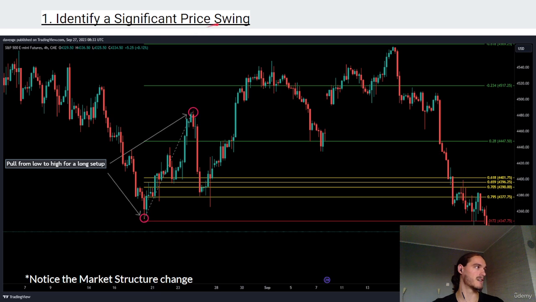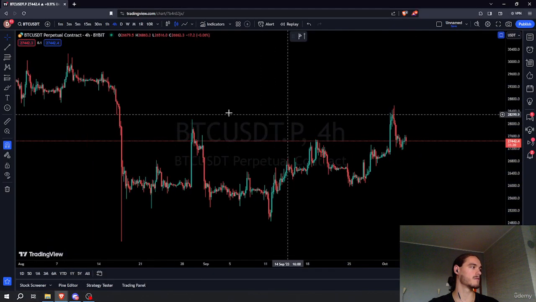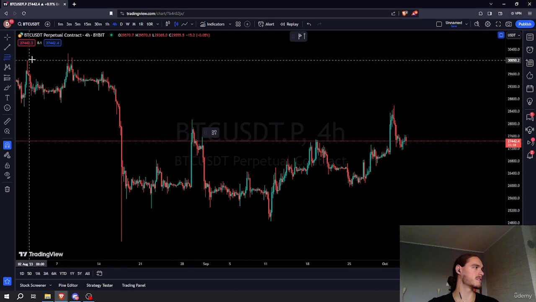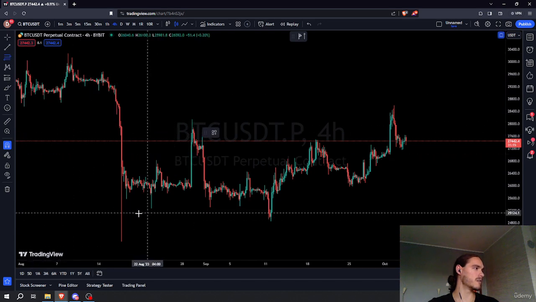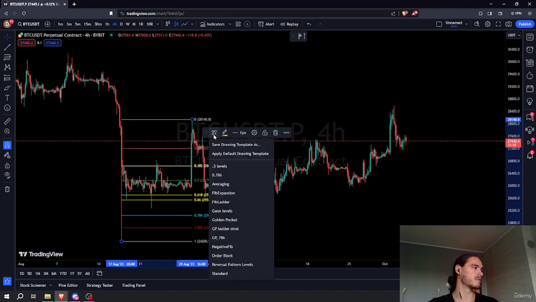Alright, so identifying a significant price swing. First, we need a high and a low, or a low and a high. For a long setup, we pull the Fibonacci tool from the low to the high. So, say, for example, here, get your Fibonacci retracement. We need a low and a high. So pull from the low to the high. Click on the Fibonacci ladder.